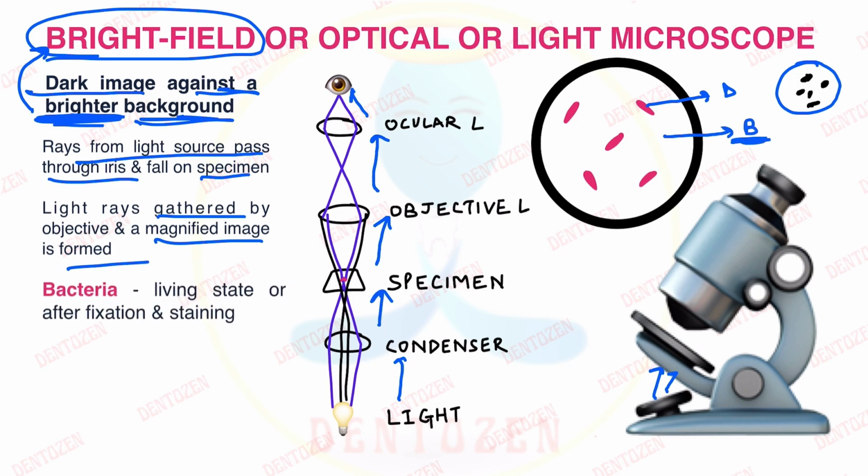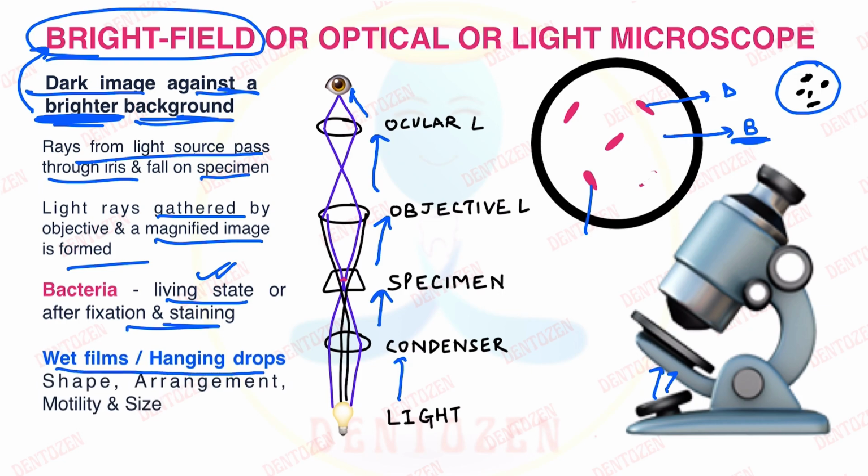So bacteria can be seen in the living state, that is, they are not stained, or we can fix them and stain them. As we can see here, they are stained. When they are seen in the living state, that is known as wet films or hanging drop preparations, where we just put the specimen directly into the drop under the microscope without staining, so we can see the living bacteria. We can study their shape, arrangement, their movement, their size, or we can stain them and see them against the background.